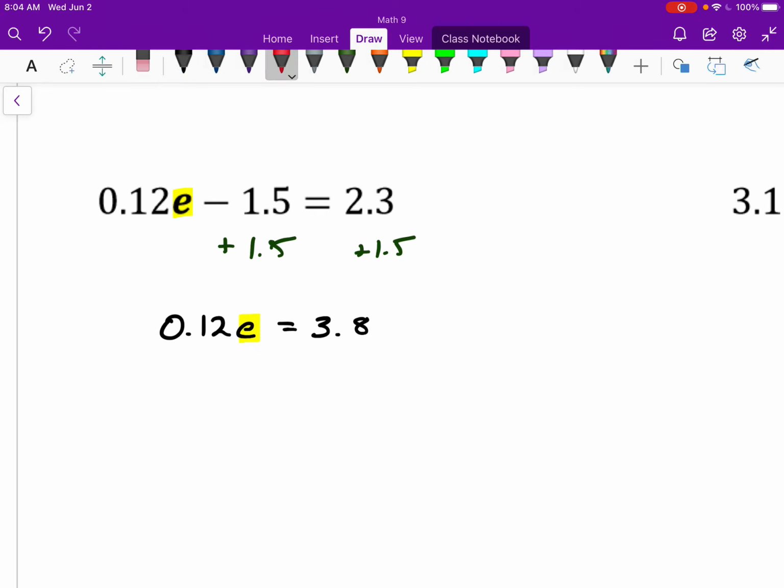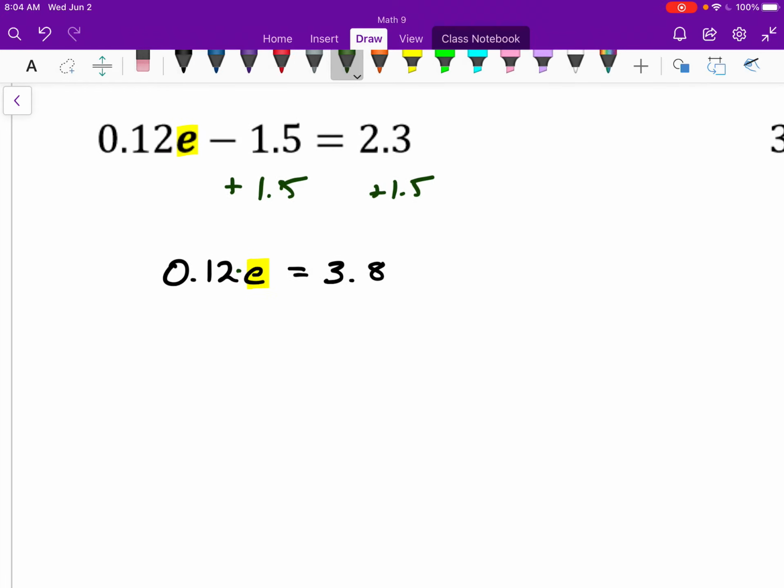OK, and so now to figure out what this e is, I've got to divide both sides by 0.12, because right now it's 0.12 times this number e, and the opposite of multiplying by 0.12 is dividing by 0.12. And if I go to my calculator, 3.8 divided by 0.12 is 31.6 repeating. So I'll put the little bar over it.